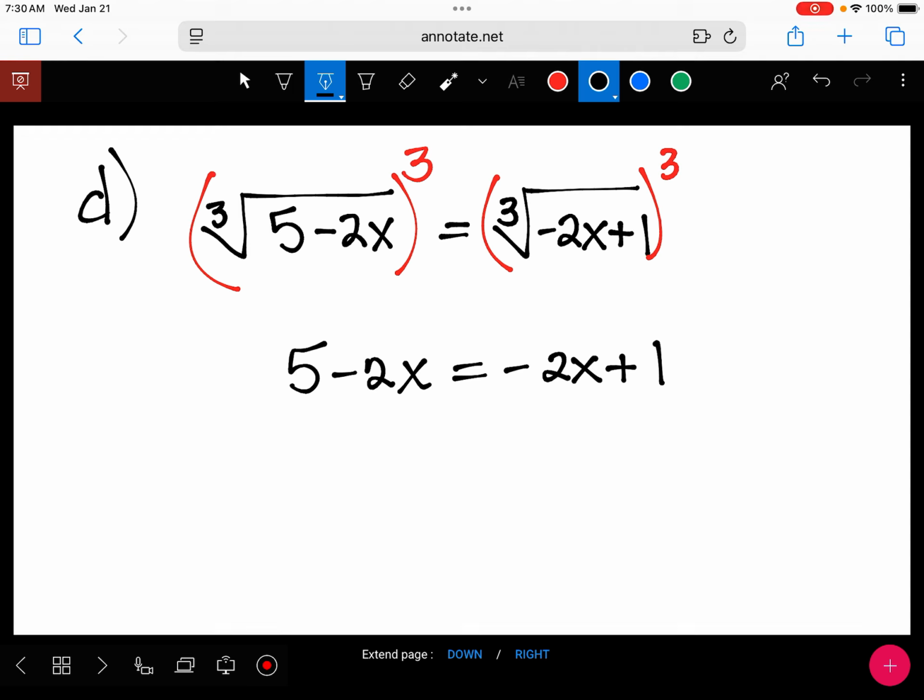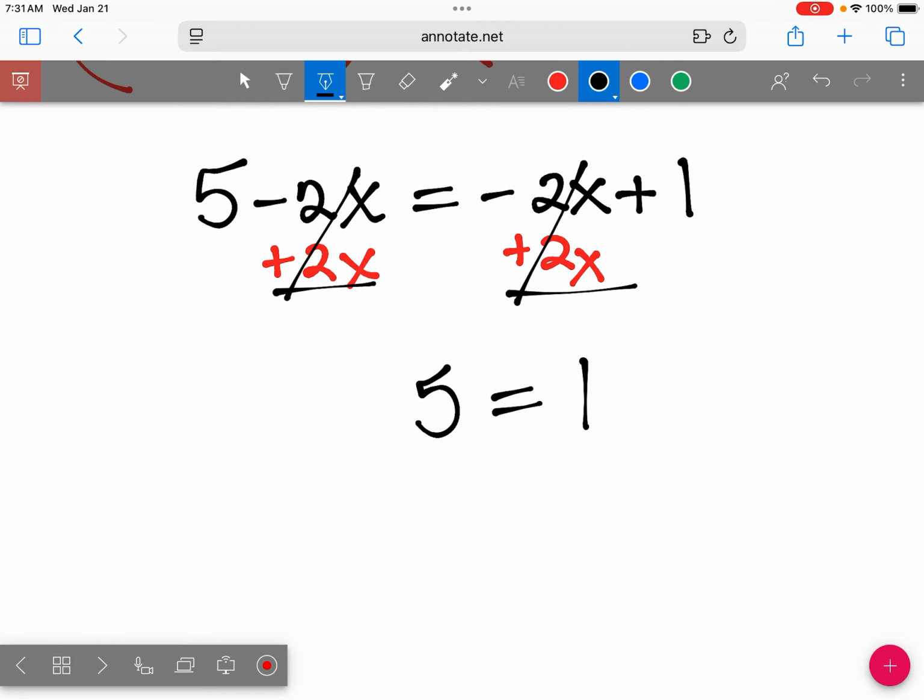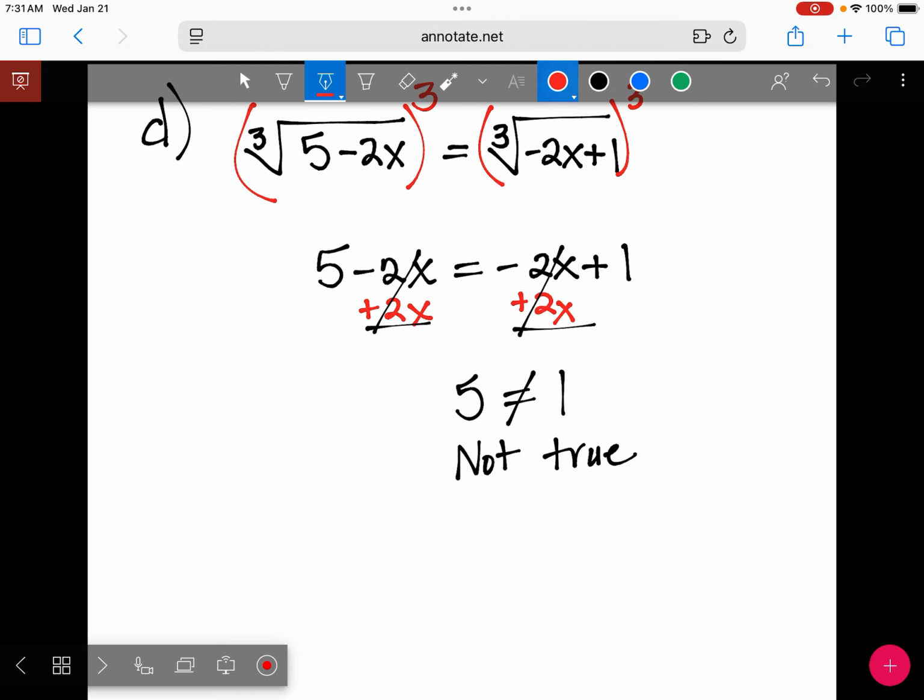So what did you get for the answer for this one? 5 equals 1. Is that true? No. So what does that mean? No solution. So when I add the 2x to both sides, these cancel. And I'm left with 5 equals 1. This is not true. 5 does not equal 1. So this is a no solution.